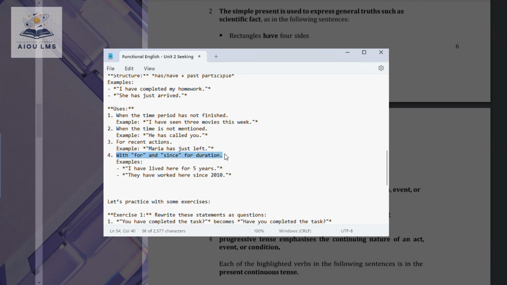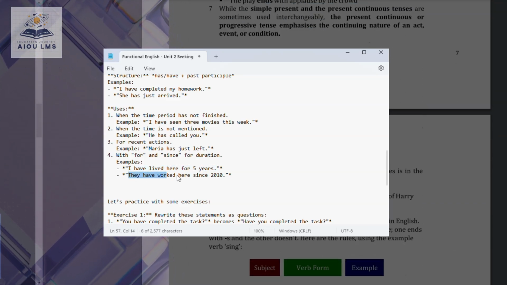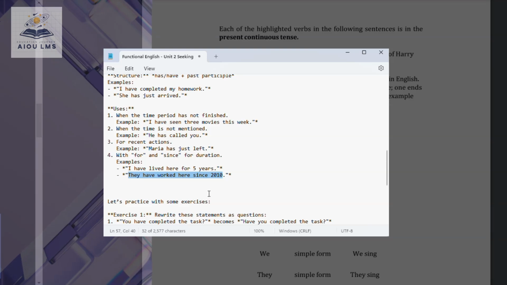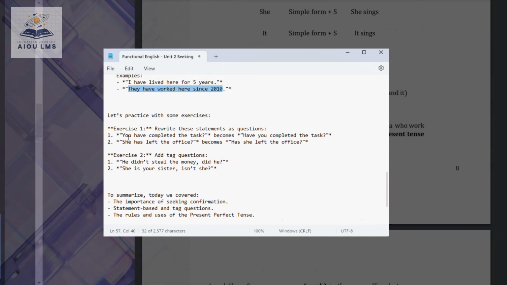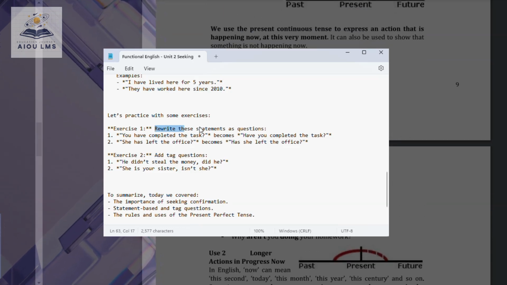With for and since for duration. Examples, I have lived here for 5 years. They have worked here since 2010. Let's practice with some exercises.